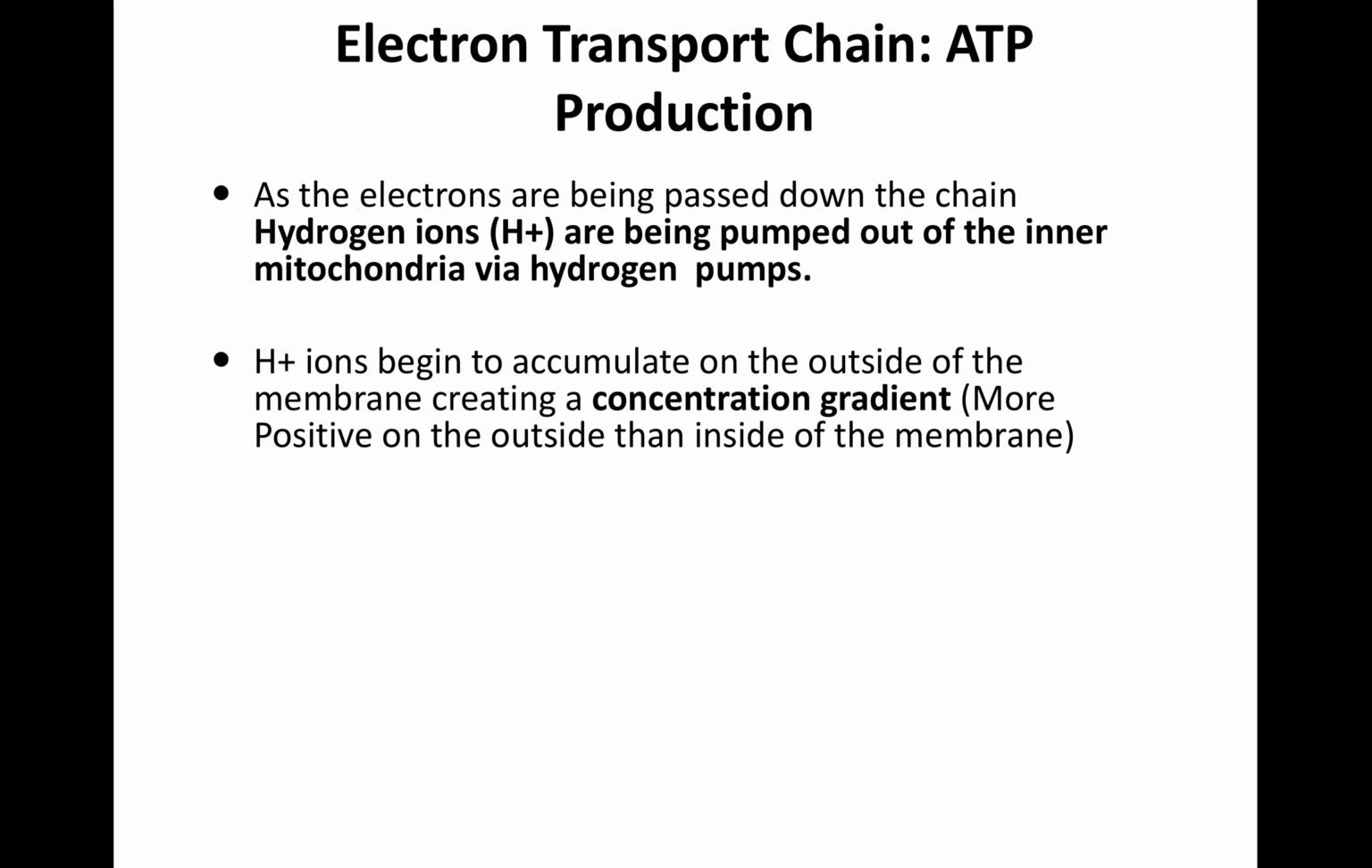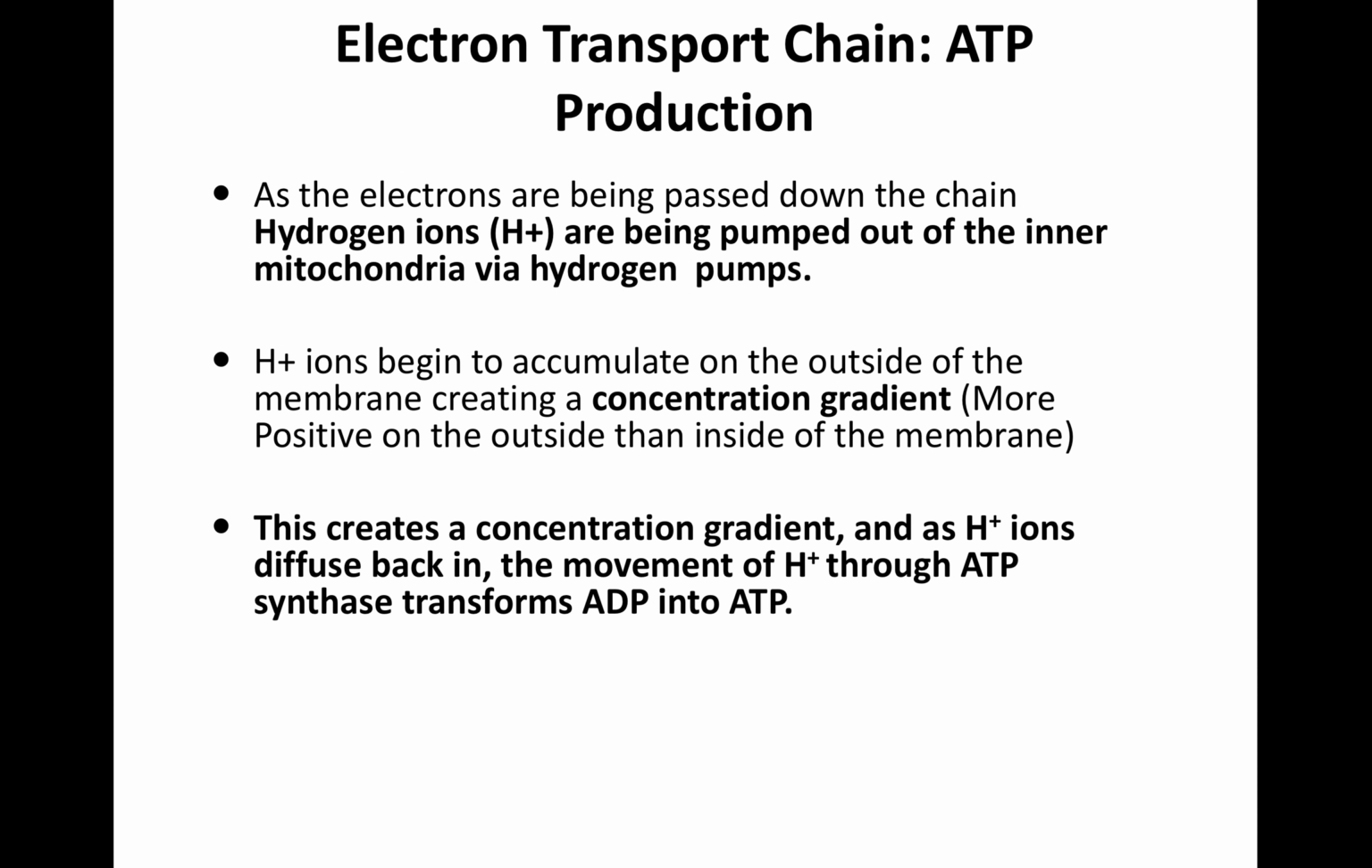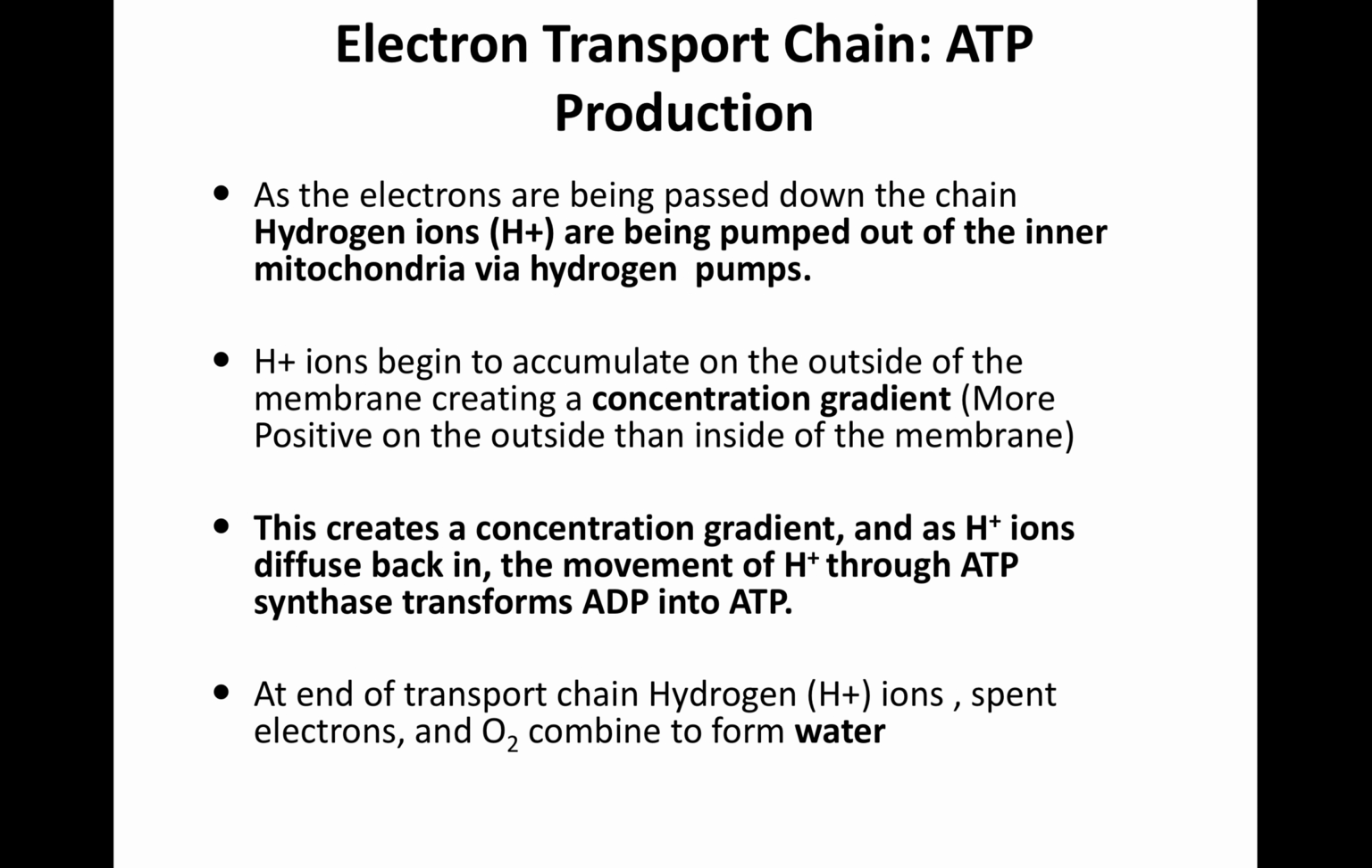And what we know about cells is that they like to maintain equilibrium. They want the inside and the outside of the membrane to be balanced. So to solve this imbalance, what's going to happen is the hydrogen ions are going to diffuse back in. And the movement of those hydrogen ions through the ATP synthase is going to transform a molecule of ADP into the energy that we want, ATP. And then at the end of the electron transport chain, like I was saying before, hydrogen ions and extra electrons are going to combine with oxygen, our final electron acceptor, to make water.